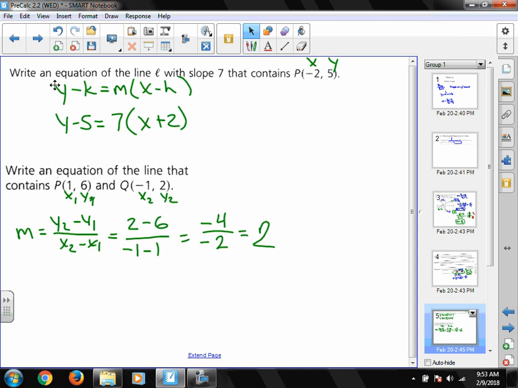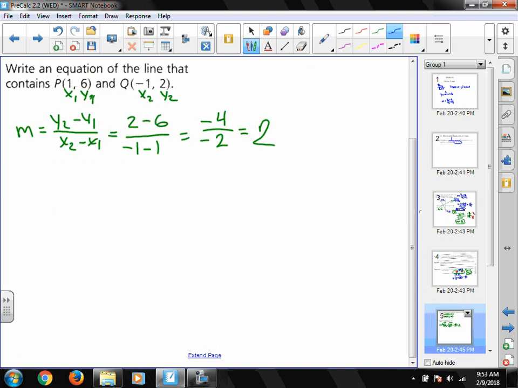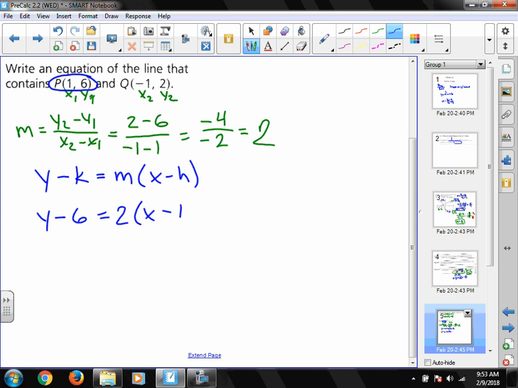Now, if I want to write the equation of the line, I'm going to use that point-slope form again. It makes things nice for me. So y minus k is equal to m times x minus h. I'm going to pick one of my points. For this one, I'm going to pick the point (1, 6). So y minus my y value of 6 is equal to my slope, which I just found to be 2, times x minus my x value, which is going to be 1. Okay, so there's one potential answer.